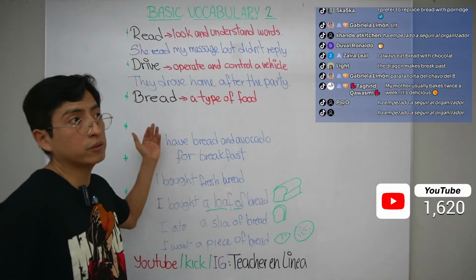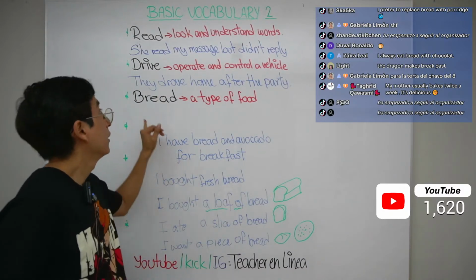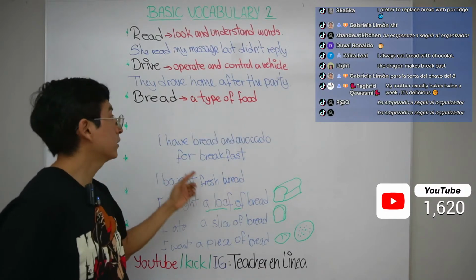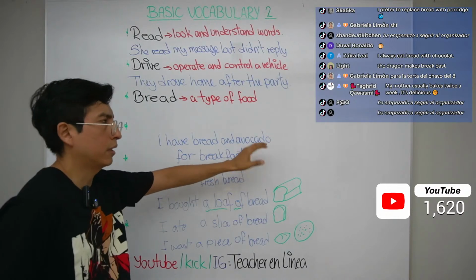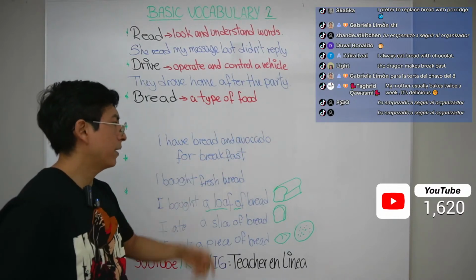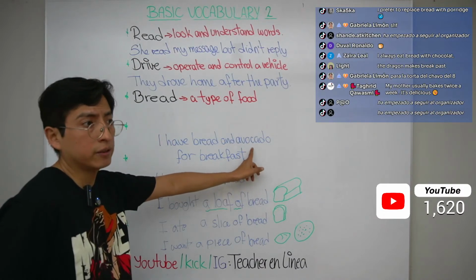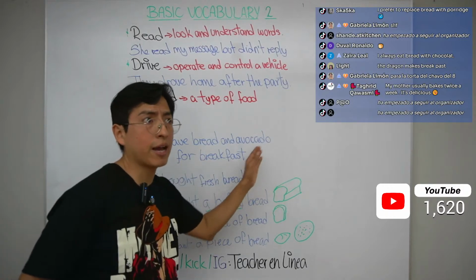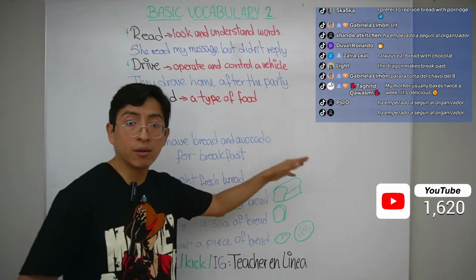Chicos, entonces, cuando hablamos de pan, ¿sí? ¿Qué es esto? Es un tipo de alimento. Yo como pan con palta, pan con aguacate, para el desayuno. Recuerden que a veces utilizamos, en este caso, la palabra sandwich, ¿no? Avocado sandwich, tea sandwich, ham sandwich.